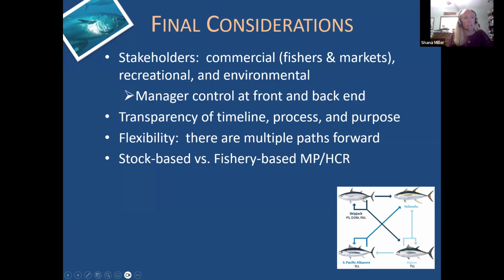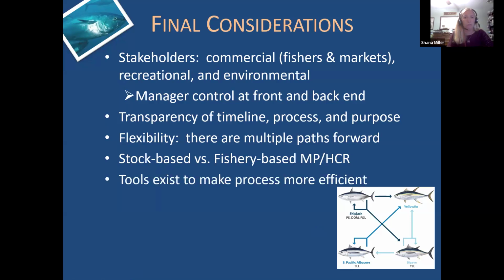Instead of having a skipjack harvest strategy that only manages skipjack, the skipjack harvest strategy is actually a harvest strategy that manages the purse seine fishery, the archipelagic waters, and the pole and line fishery. Because of that, it actually manages skipjack, yellowfin, and bigeye, because all of those fish species are caught in those fisheries. So again, there's flexibility in the approaches.